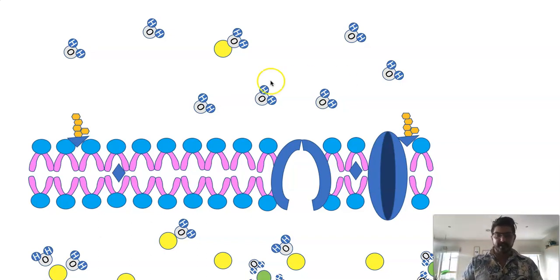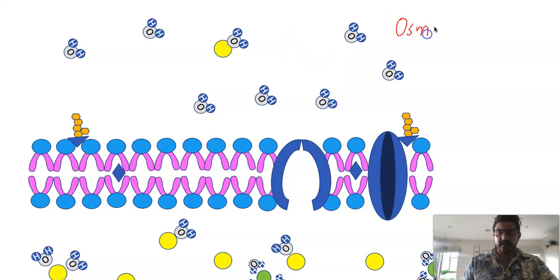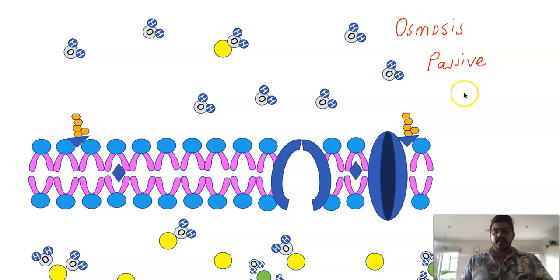Osmosis is what we're about to talk about. Osmosis is, sorry, let me just write that out. Osmosis is the passive movement of water. So it's a passive movement of water. There's no energy required to move water. It moves against the solute concentration, but it moves with the water concentration.